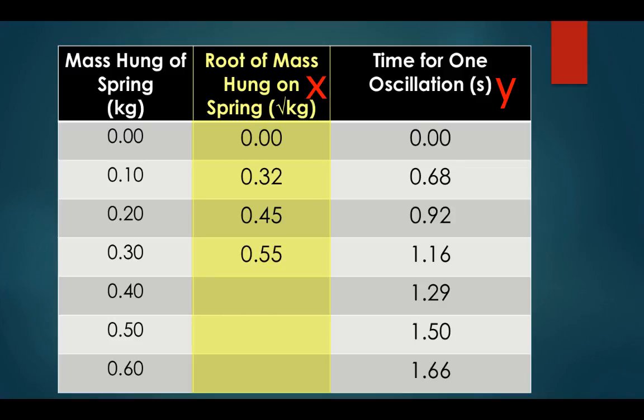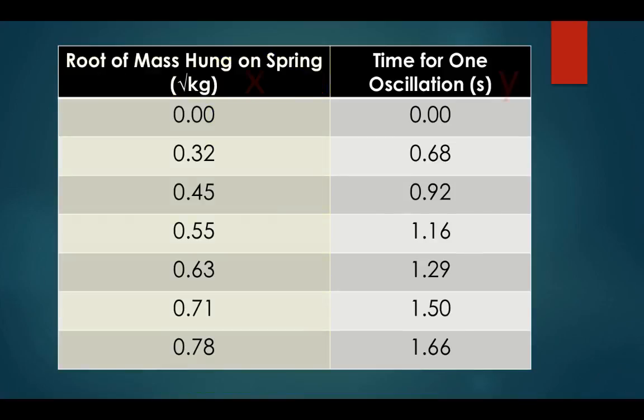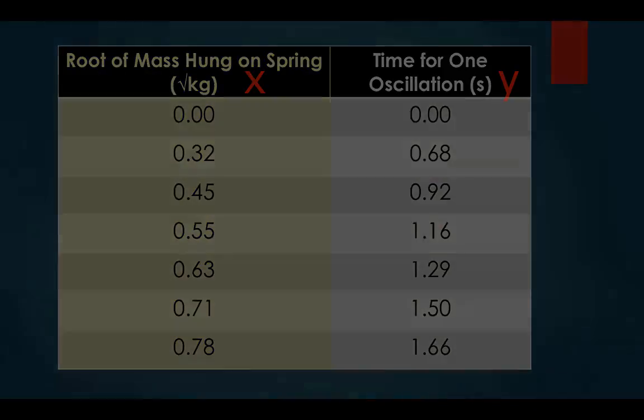0.3 becomes 0.55. 0.4 is 0.63. 0.5 is 0.71. And root 0.60 is 0.78. This is our new data set. This is what we'll graph, and hopefully it will graph into a straight line.